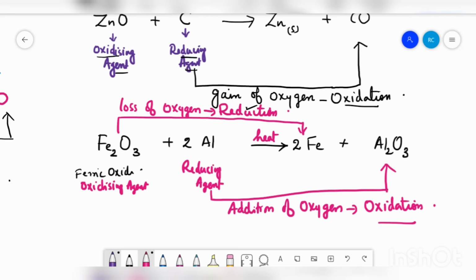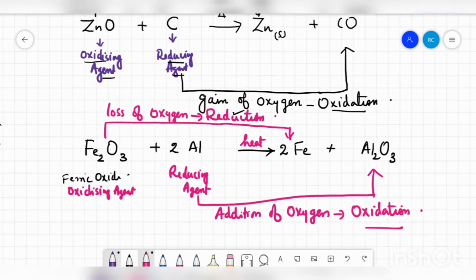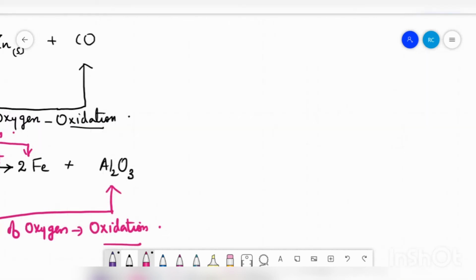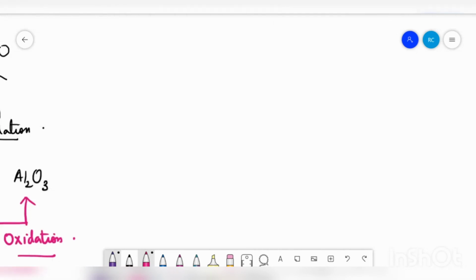So these examples we already explained in terms of oxygen. Now we can look at some examples in which oxygen is not involved. So in such cases, how do we determine oxidizing agent and reducing agent, and how do we determine oxidation and reduction? So I'm going to explain some reactions in which there is gain or loss of hydrogen.